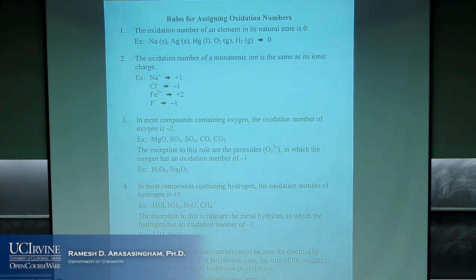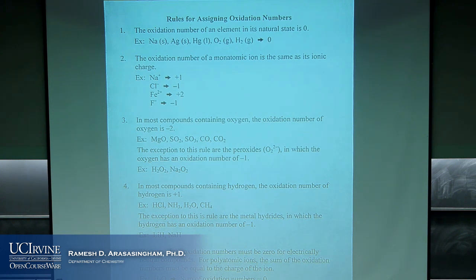The third is when we deal with oxygen. Okay? In most compounds containing oxygen, the oxidation number of oxygen is -2. So if it's O2, the elemental state, it'll be 0. But if oxygen is found in a substance, then the common state is that it has a -2 oxidation number. So if you take magnesium oxide, it has -2. SO2, it has -2. SO3, -2. CO, CO2, any formula where the common form is where it has an oxidation number of -2.